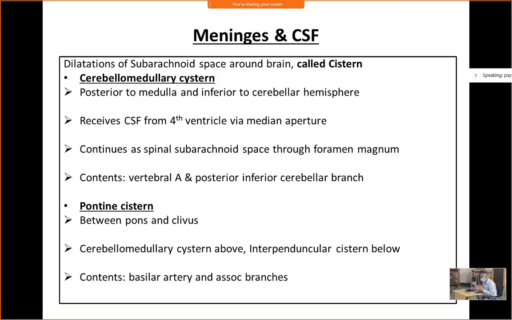Why is this cistern forming? If this is my cerebral hemisphere and this is my medulla oblongata, the brain stem, then the pia will come and intimately cover the brain surface, but the arachnoid is not going to cover it intimately. This is the pia and this is the arachnoid. So there is your dilatation. The subarachnoid space gets dilated, and these are known as cisterns.